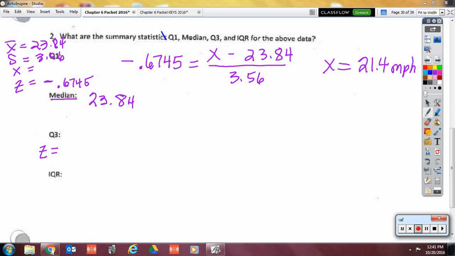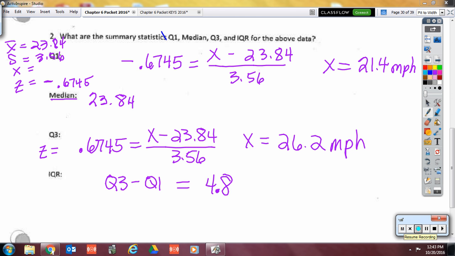How about Q3? We have the median already. How are we going to do Q3? Same thing, but with the different z-score. So let me let you finish that out and then find the IQR. Okay, so try that. All right, so that's what I came up with. 26.2 or 24, I think it was for the Q3, and so that makes the IQR 4.8 miles per hour. So the middle 50% has about a 5 miles per hour spread.